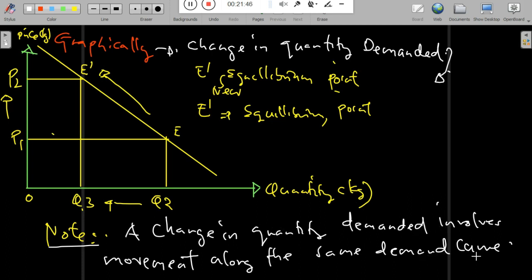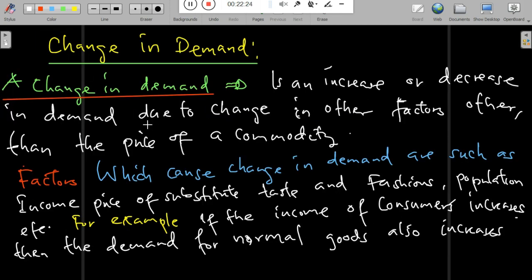Something to note is that a change in quantity demanded involves movement along the same demand curve, as you can observe. This is how the graph looks. The change in quantity demanded is actually very different from what is known as a change in demand.